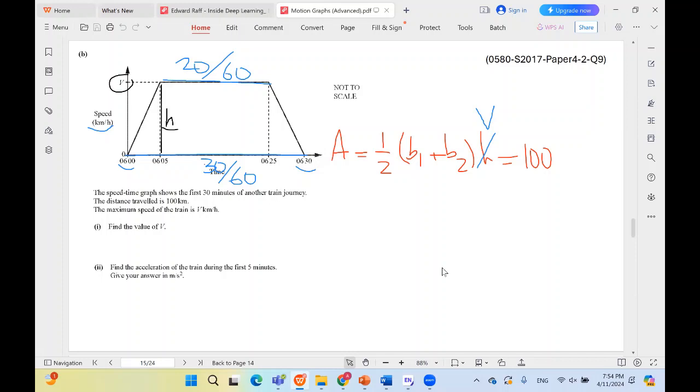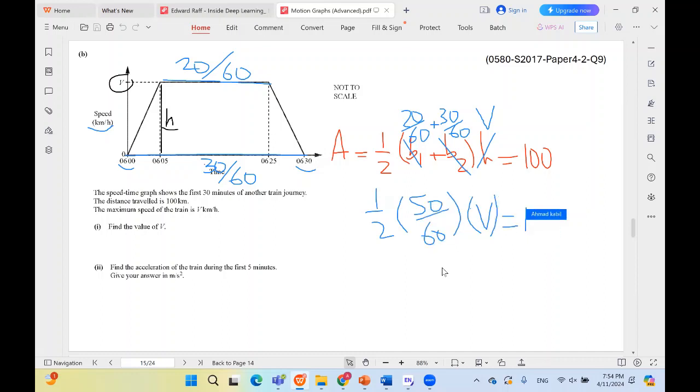So we can write this as 20 over 60 and 30 over 60. And now we have an equation where V is unknown. So half times 20 plus 30 over 60, that gives us 50 over 60 times V equals 100.